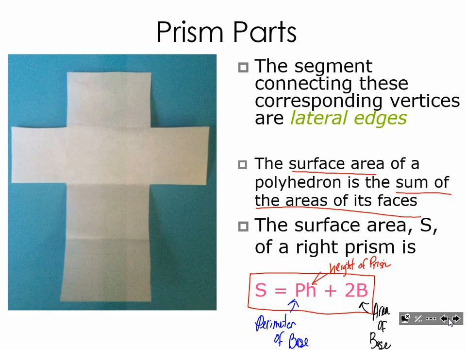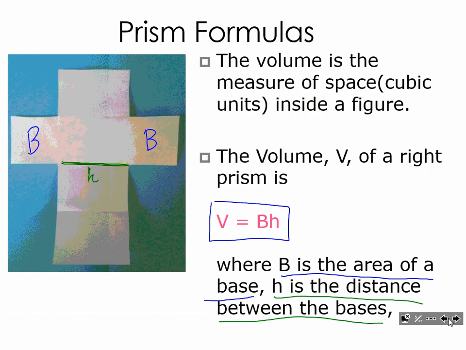So from there, we looked at volume. Volume is the measure of space, cubic units basically, inside a figure. So we're trying to think of how many cubes we could fit in the figure. V we're going to use for volume. The formula for a prism is V equals B times H. B is the area of the base. H is your distance between. So I just put the two B's to show the base. We need to find the area of one of the bases.